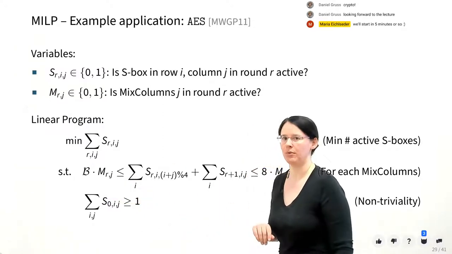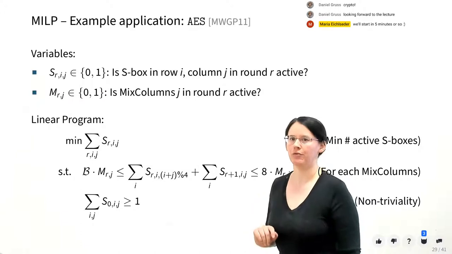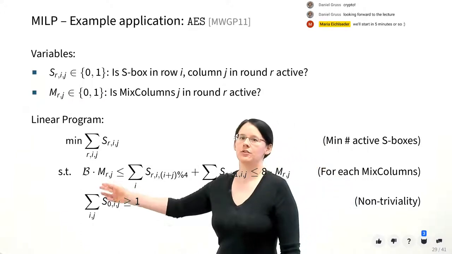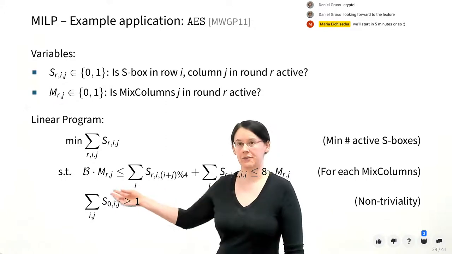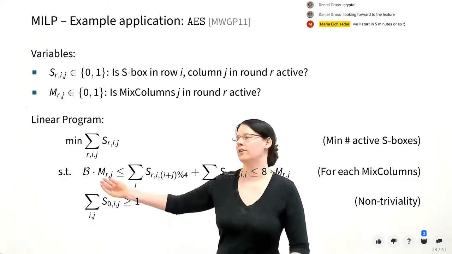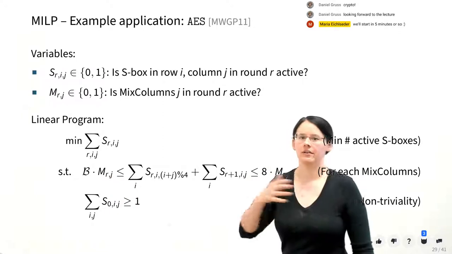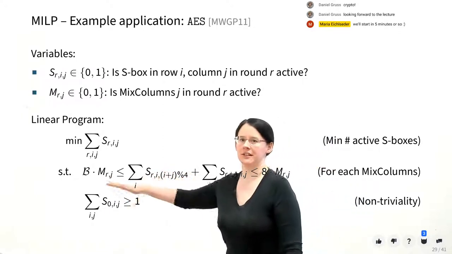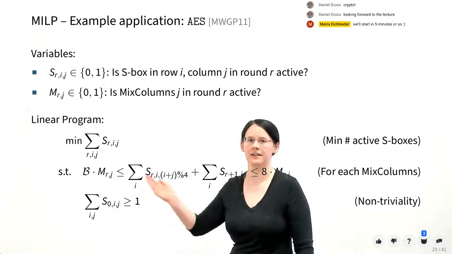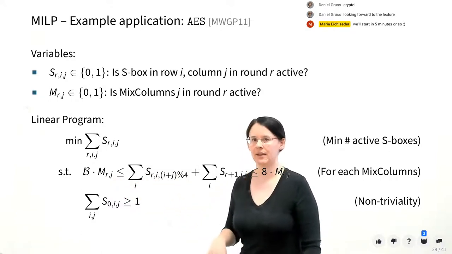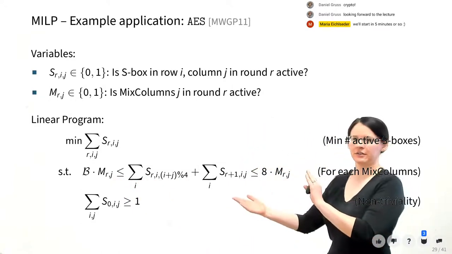What's missing at this point is that we actually need to force the program to choose this variable here consistently with these variables here. Otherwise, it will always tell us, let's put a 0 here. Whatever the values here are, this part is satisfied. So we need to force it to set m to 1 as soon as at least one of these is active. And this is what happens in this part here.